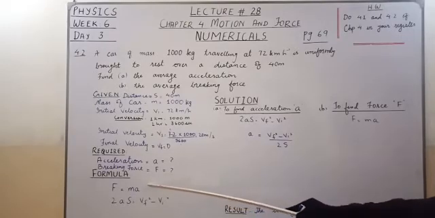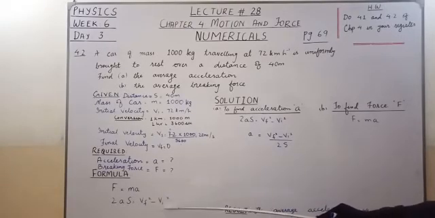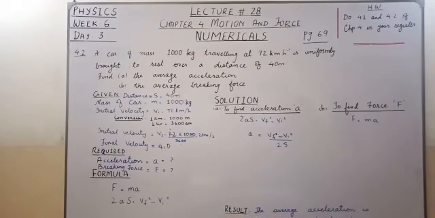The formula is F is equal to ma, and we also use the formula 2as is equal to vf square minus vi square, which we have done in our previous chapter number 3.